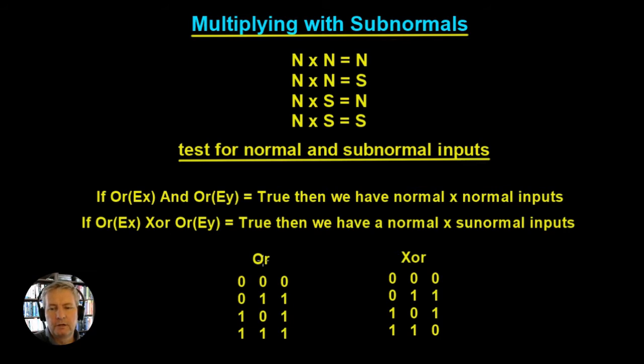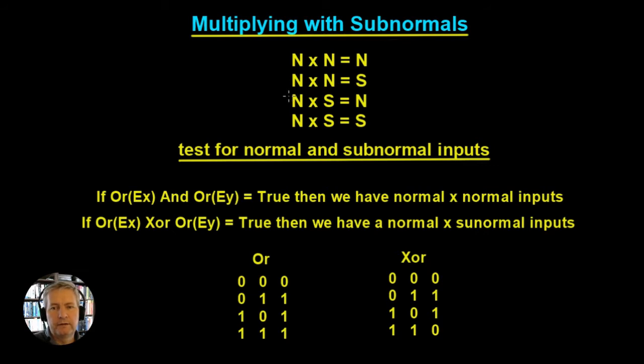So in order to test whether we've got a normal and a normal coming in, we can OR the value of EX, so that's the exponent for X, and we can OR the value for the exponent for Y. So if this is high and this is high, that means that both of these must be normal numbers. So this is a test to ensure that we've got a normal times a normal. So that's 2 of these dealt with.